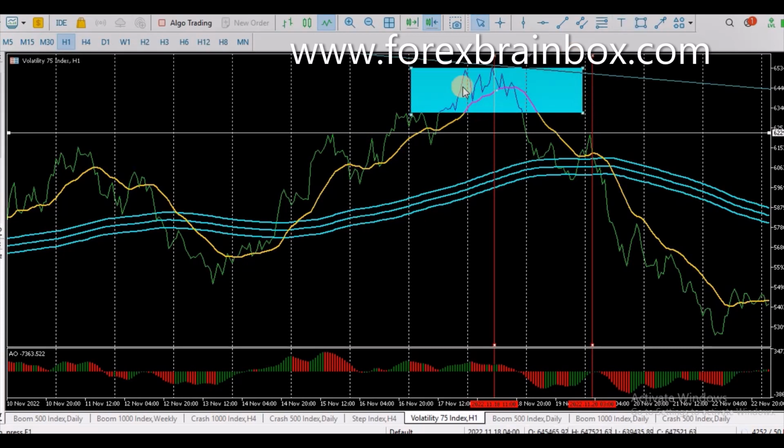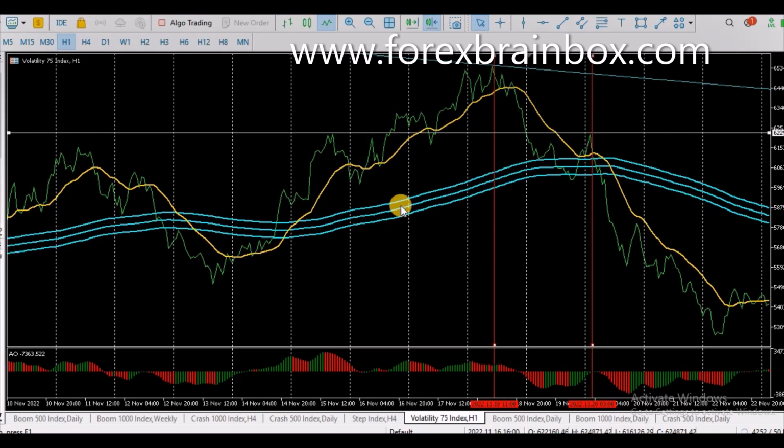There was a consolidation here, guys. You can see this mark, this box. It's a consolidation, giving signals that the market wants to return. Now, there's something I forgot to mention.